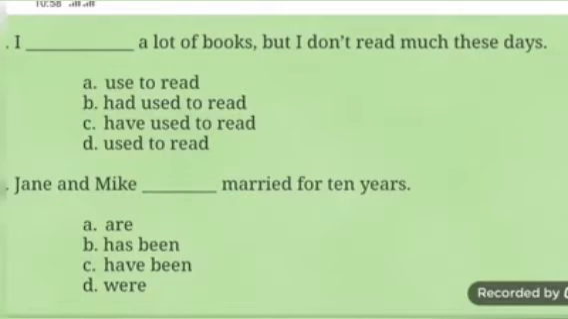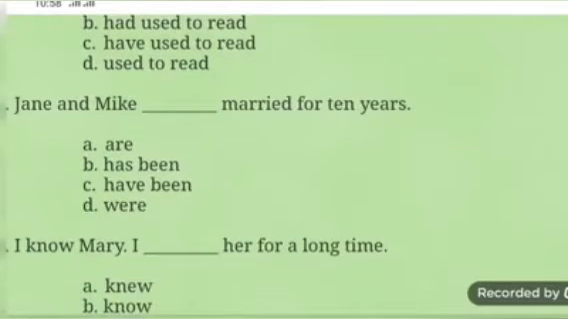Perfect tenses, we always use the period of time, which is denoted by the preposition for, 10 years, and the preposition since plus the start of the time. Okay, so there we go. Jane and Mike have been married for 10 years. Because of this, for 10 years, we use the present perfect tense, and then Jane and Mike is a plural subject, so we'll just have to use the plural form of the present perfect tense. Okay, so there we go.